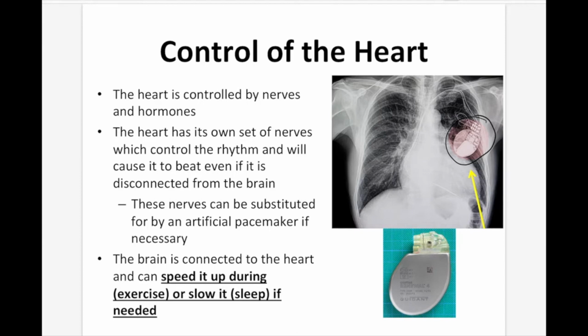Now, the brain is connected to the heart and can speed it up during exercise or slow it down when you're doing things like sleep when needed. So we have a regular sinus rhythm of our heart, just our heart's regular rate. And then if we need to speed it up or slow it down, that's when our brain's going to step in and control it further.